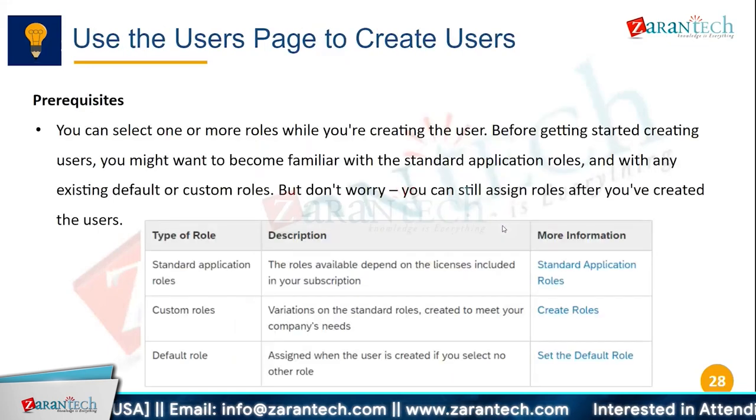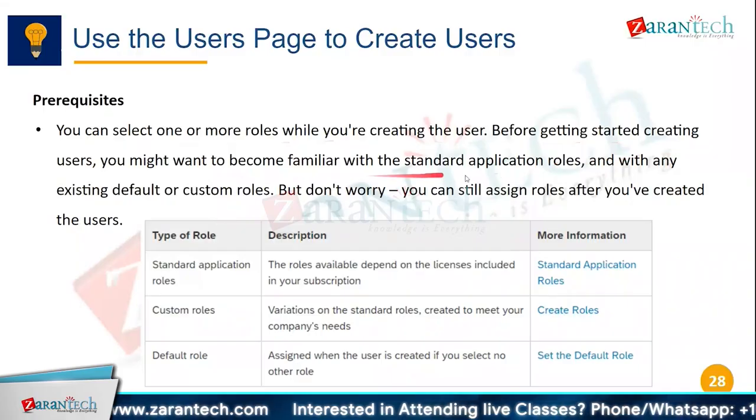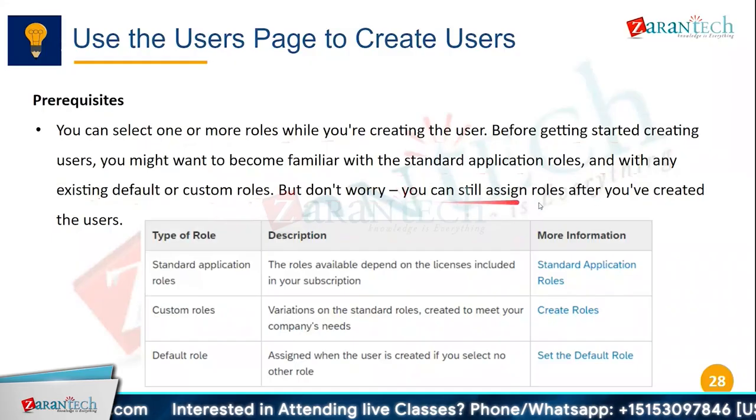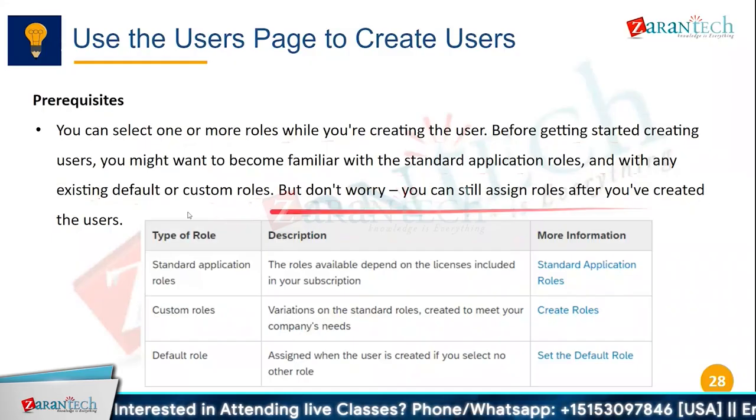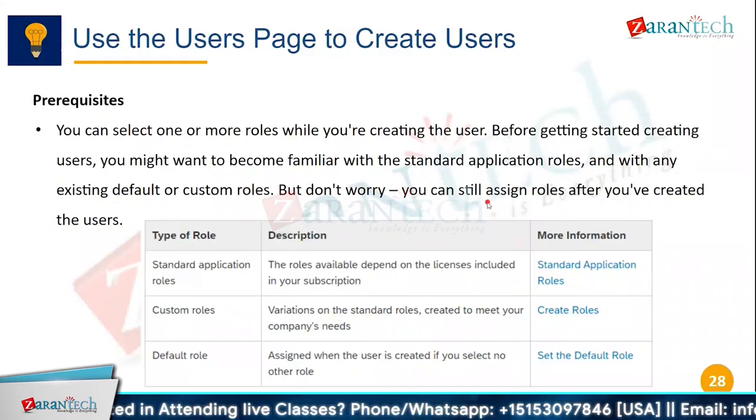You can understand it. So next is how to use the users page to create users. You can select one or more roles while you are creating the users. Before getting started creating the users, you might want to become familiar with standard application roles and any existing default or custom roles. You can still assign the roles after you have created the users. It's not necessary to assign the roles immediately while creating the user; you can create the user and later at some point figure out which role needs to be assigned, then assign it or update it.